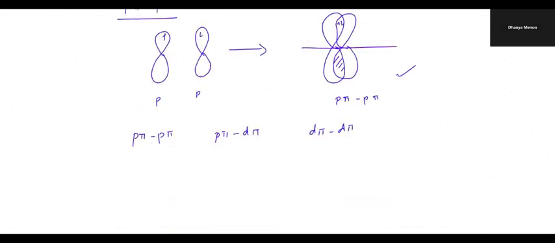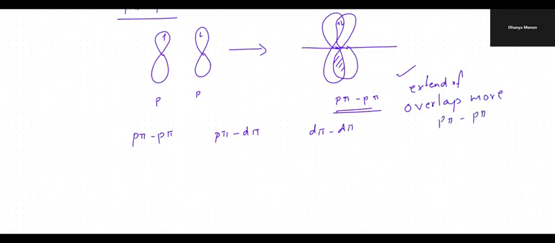In p pi bonding the extent of overlap is more. All of them are sidewise overlap, but the extent of overlap is more in p pi bonding. If the extent is more, that means it is a stronger bond. So p pi bonding is stronger than the rest, p pi d pi and d pi.